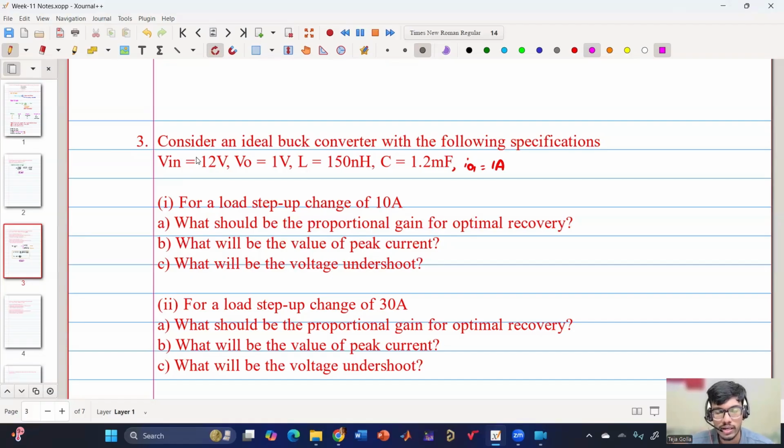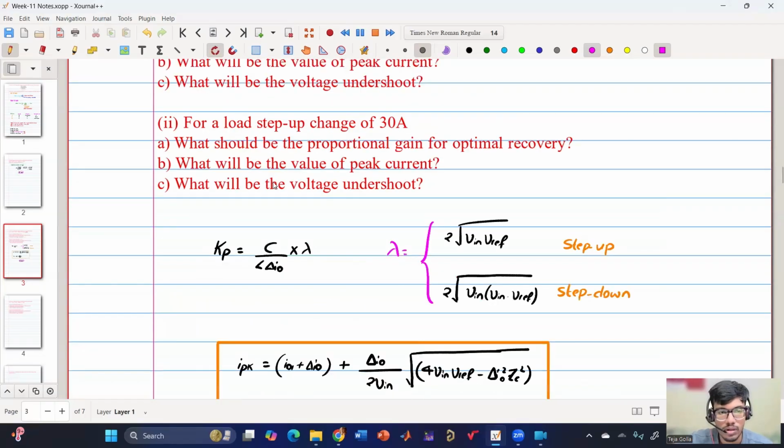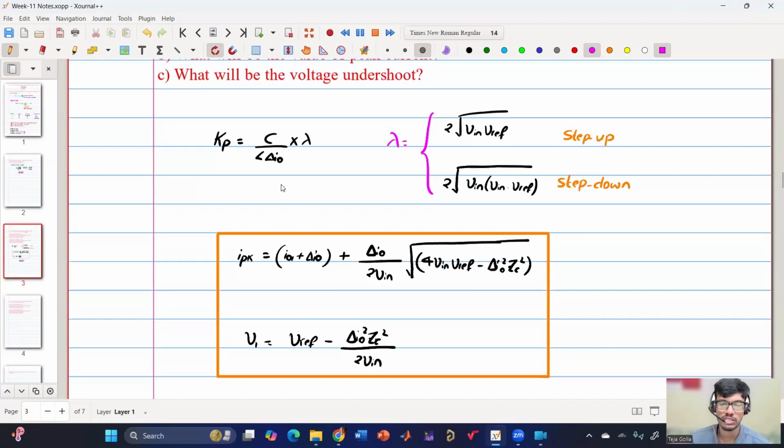Have you noted down the specifications of the converter? Can I scroll down? Yes, sir. Okay. So these are the expressions. So first, this is step up transient. So lambda is 2 into square root of V in V reference. I have given the values for all of them.